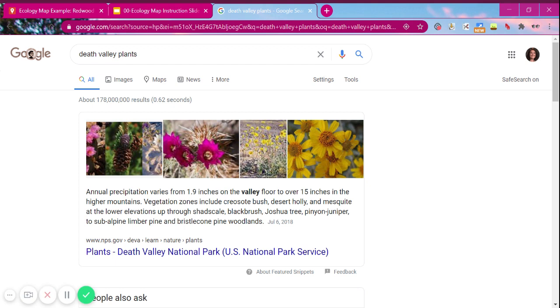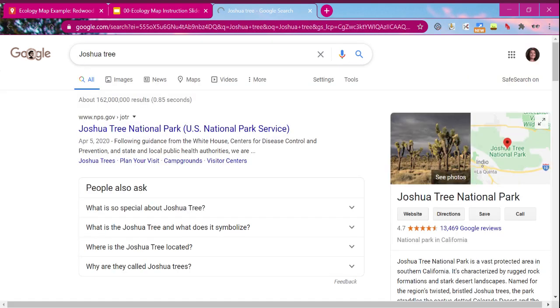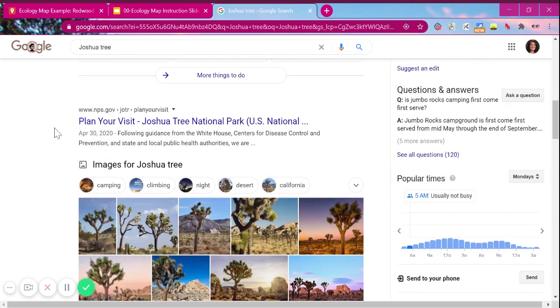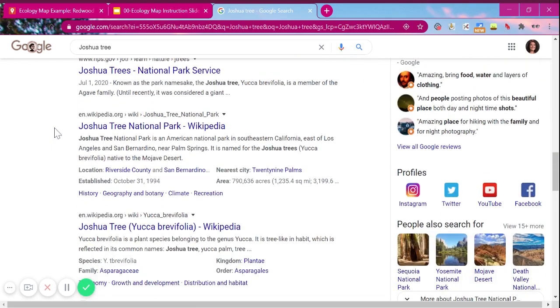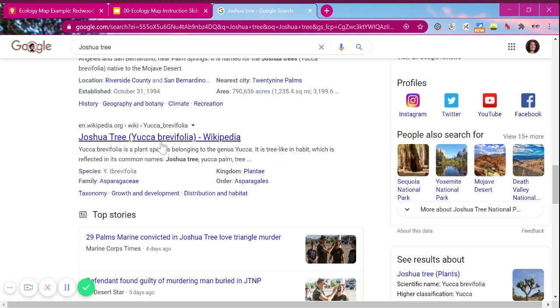So here it already is starting to tell me what kind of vegetation there is. This seems kind of interesting, Joshua Tree. Copy that, paste it in, and see if I can find some information. There is also a Joshua Tree National Park, but I'm more interested in the species, so I'm going to scroll a little bit more and see if there is something about the plant.